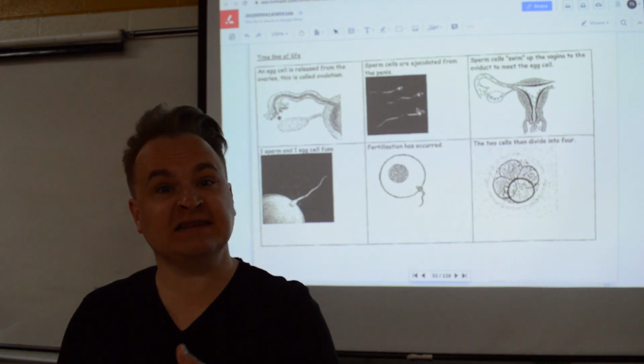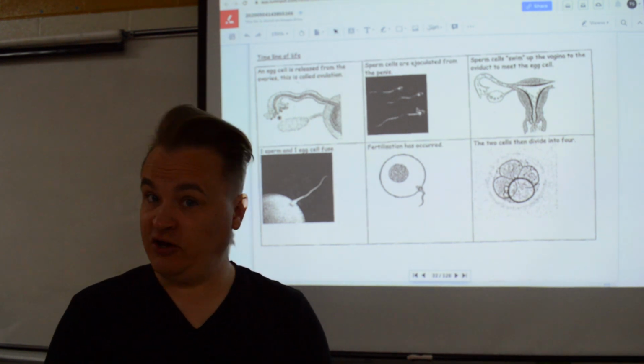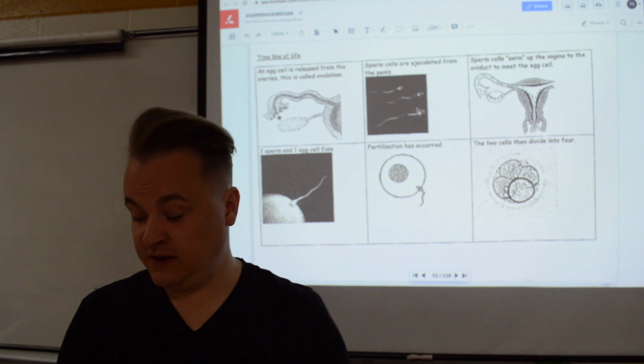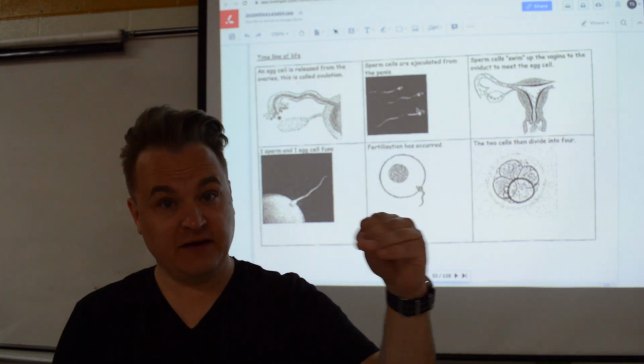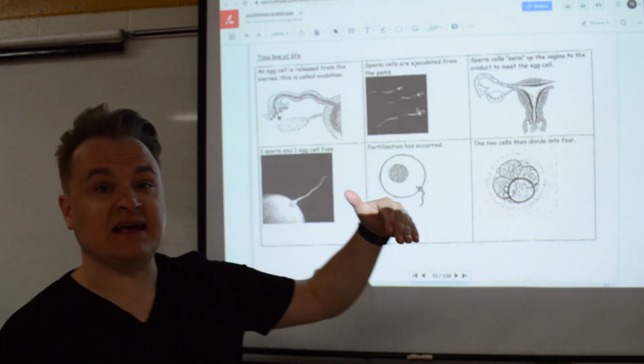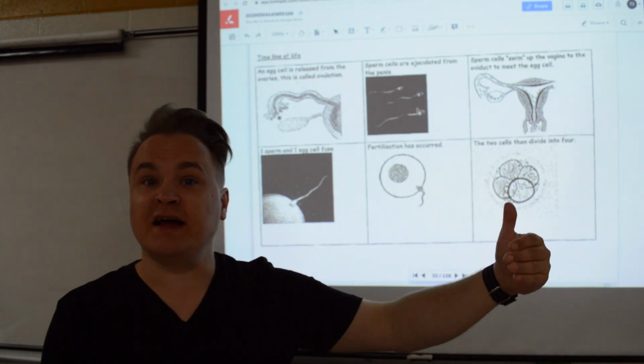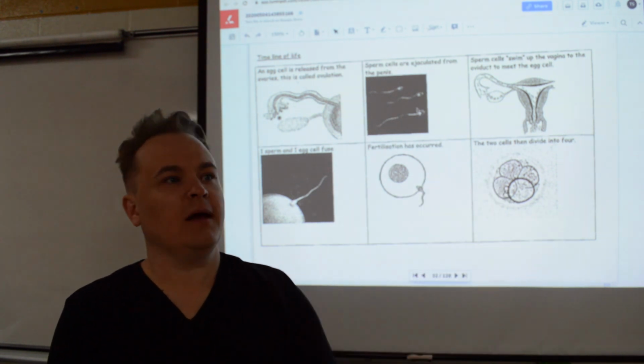It's two sets of slides that I'm going to be talking about and getting you to take some notes. The first one is going to be the timeline of life set that looks like this, and the second one is the notes called fertilization to baby.